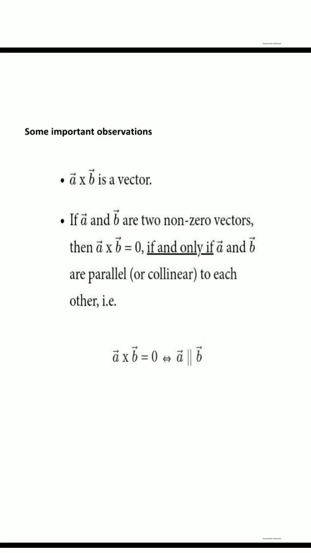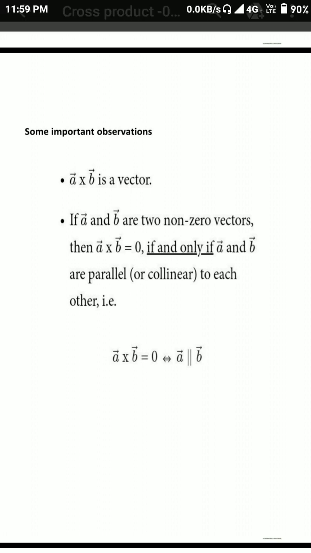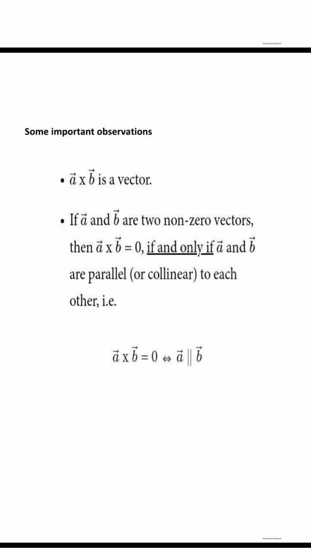Now here are some important observations. First one: a cross b is a vector. From the definition of cross product, a cross b equals magnitude of a, magnitude of b, sine theta and n cap. We know that magnitude of a is a scalar quantity, since the length of a vector is a scalar quantity. Similarly for magnitude of b, and the sine of their angle is also a scalar quantity. So magnitude of a, magnitude of b, sine of some angle are scalars, and n cap is a vector. So the right hand side is a vector quantity. So a cross b is a vector.